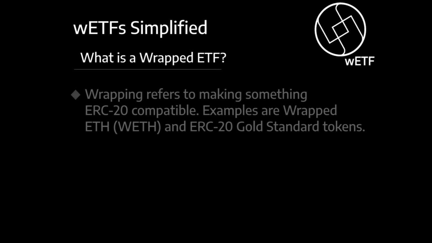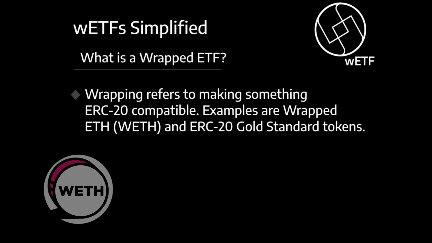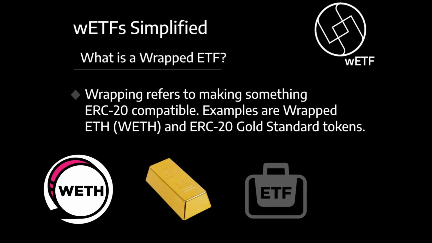Wrapping refers to making something ERC20 compatible. ERC20 is the most widely adopted token standard on Ethereum. Examples of this are wrapped ETH and many algorithmic stablecoins. When you trade ETH on UniSwap, it is always converted into a wrapped format to be equal to the other ERC20 token being traded. Some tokens like those pegged to the gold standard follow the same principle.